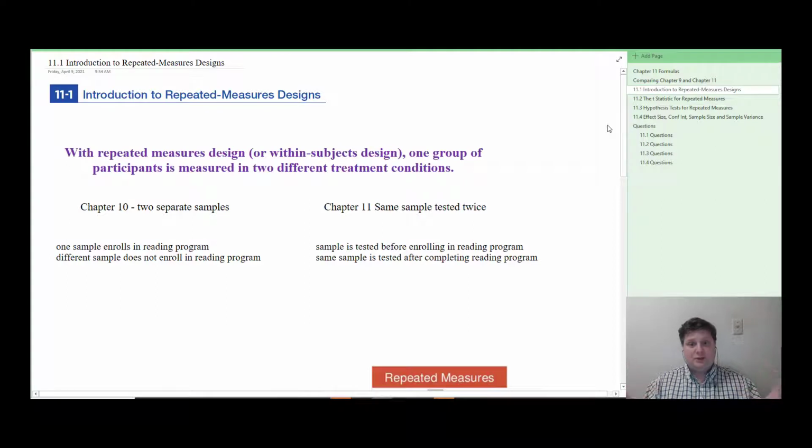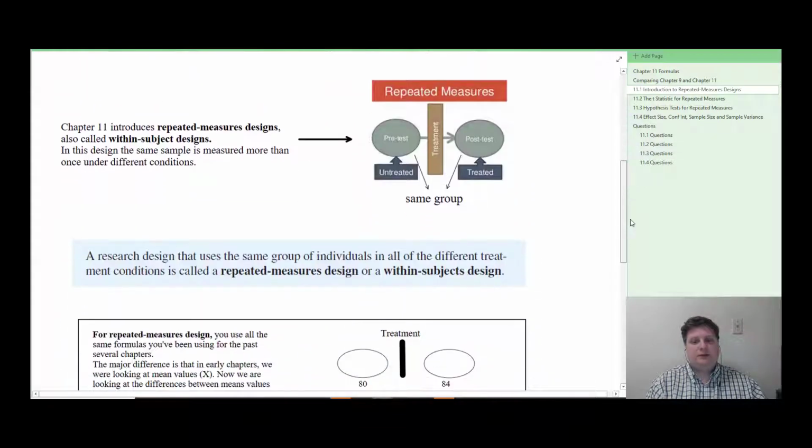With repeated measures designs, one group of participants is measured in two different treatment conditions. So in chapter 10, we had two samples, and they're separate. I'll bring back the reading group example: a group enrolling in a reading program and a group that didn't take the reading program. Chapter 11 is we get a group of people, a sample of participants. We test them before the reading program, and then we test the same group after they've taken the reading program. So it's one group of people tested twice. That's what we're looking at.